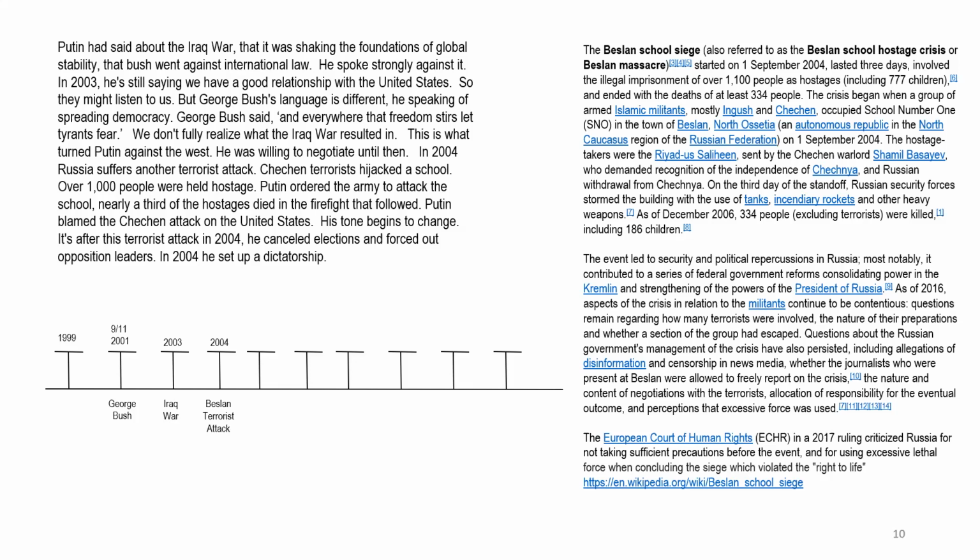Okay. So we see what's going on in the timeline below. 1999, 9/11, 2001, that was George Bush, 2003, Iraq War, and 2004, Beslan terrorist attack.